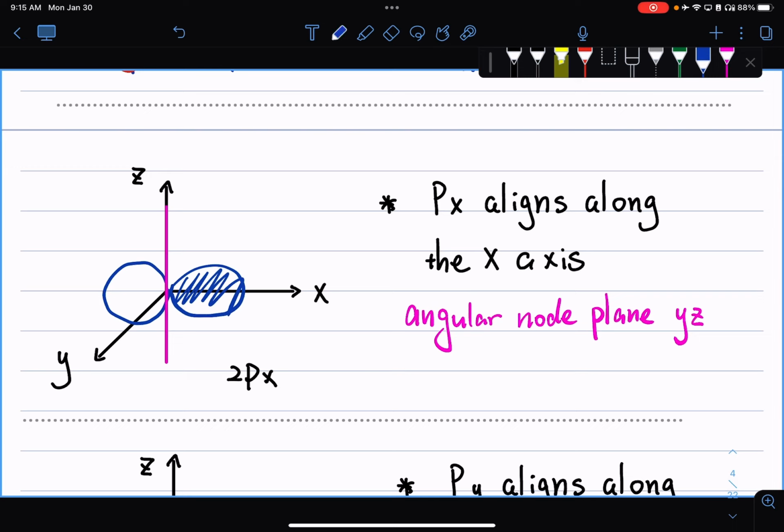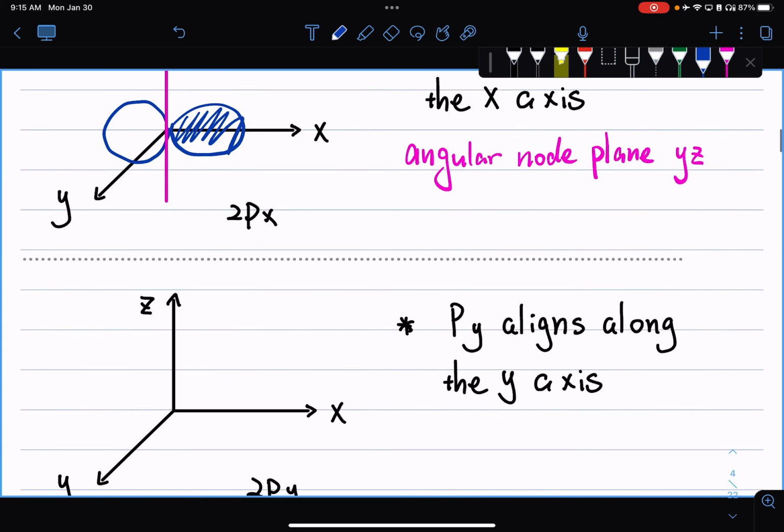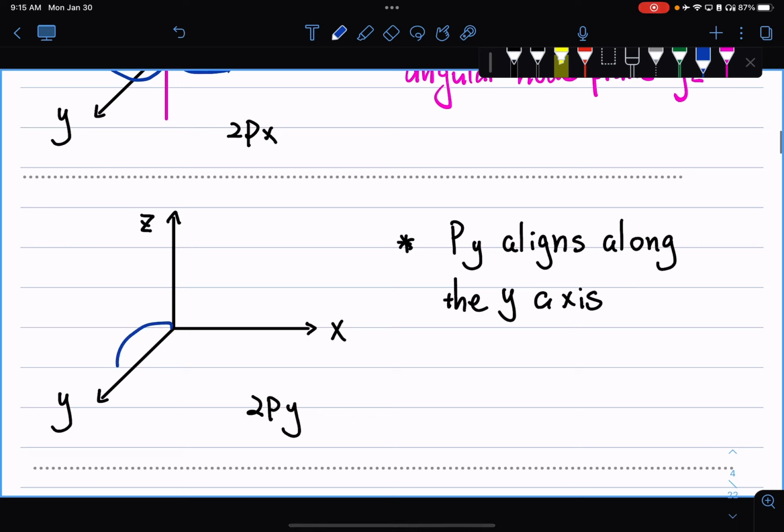And likewise, we can do so for the py atomic orbital. It's going to have the similar dumbbell shape. And my angular node plane is my xz plane.